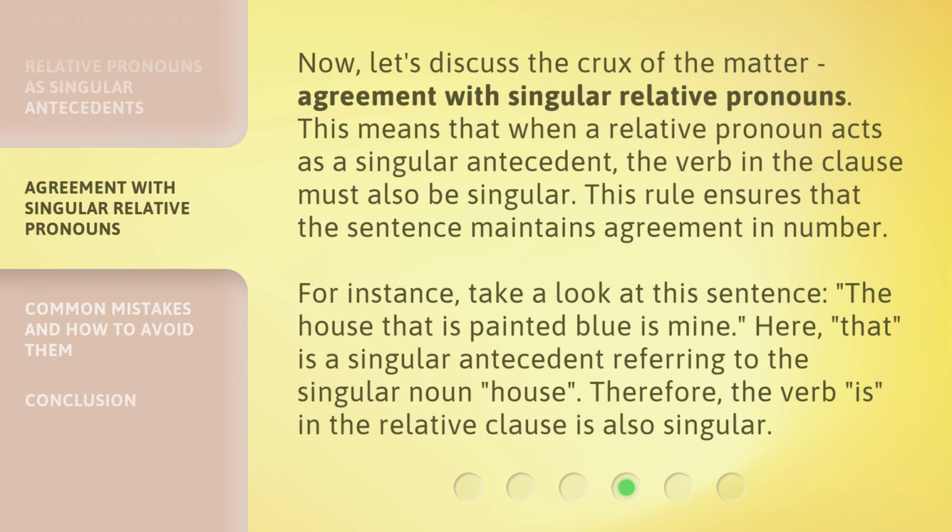Now, let's discuss the crux of the matter: agreement with singular relative pronouns. This means that when a relative pronoun acts as a singular antecedent, the verb in the clause must also be singular. This rule ensures that the sentence maintains agreement in number. For instance, take a look at this sentence. "The house that is painted blue is mine." Here, that is a singular antecedent referring to the singular noun, house. Therefore, the verb is in the relative clause is also singular.